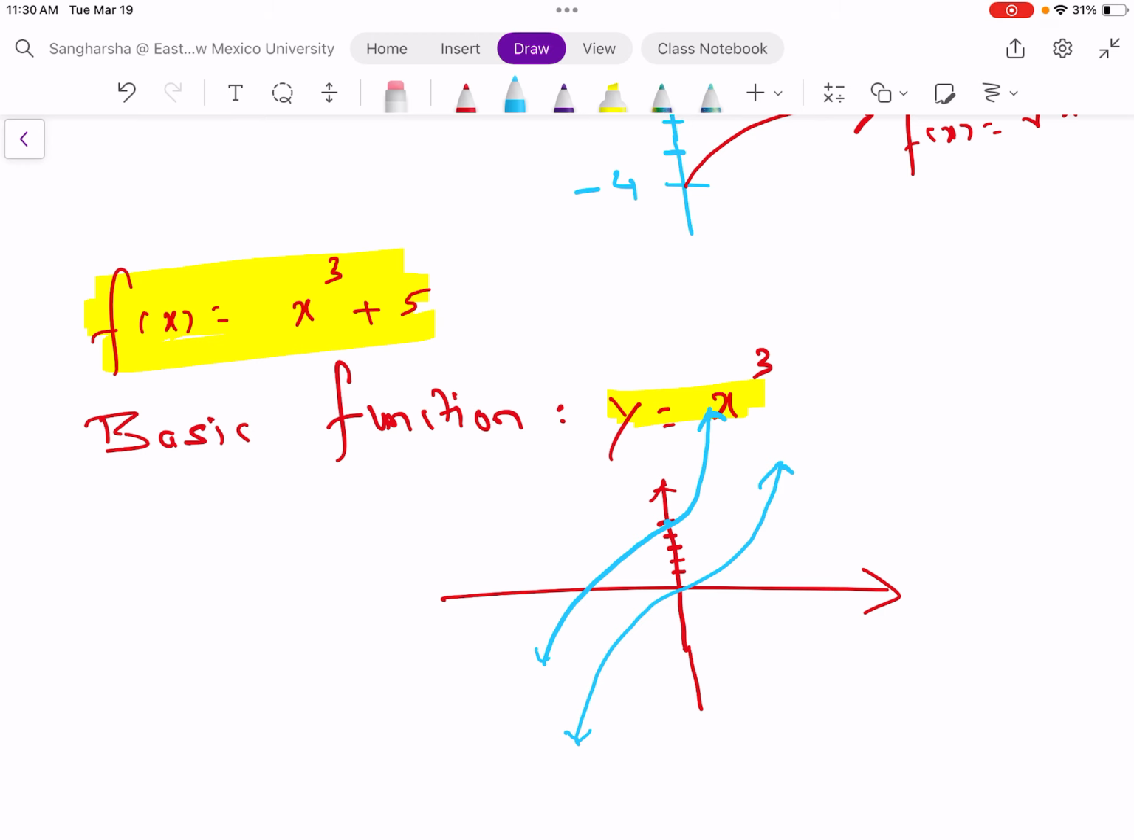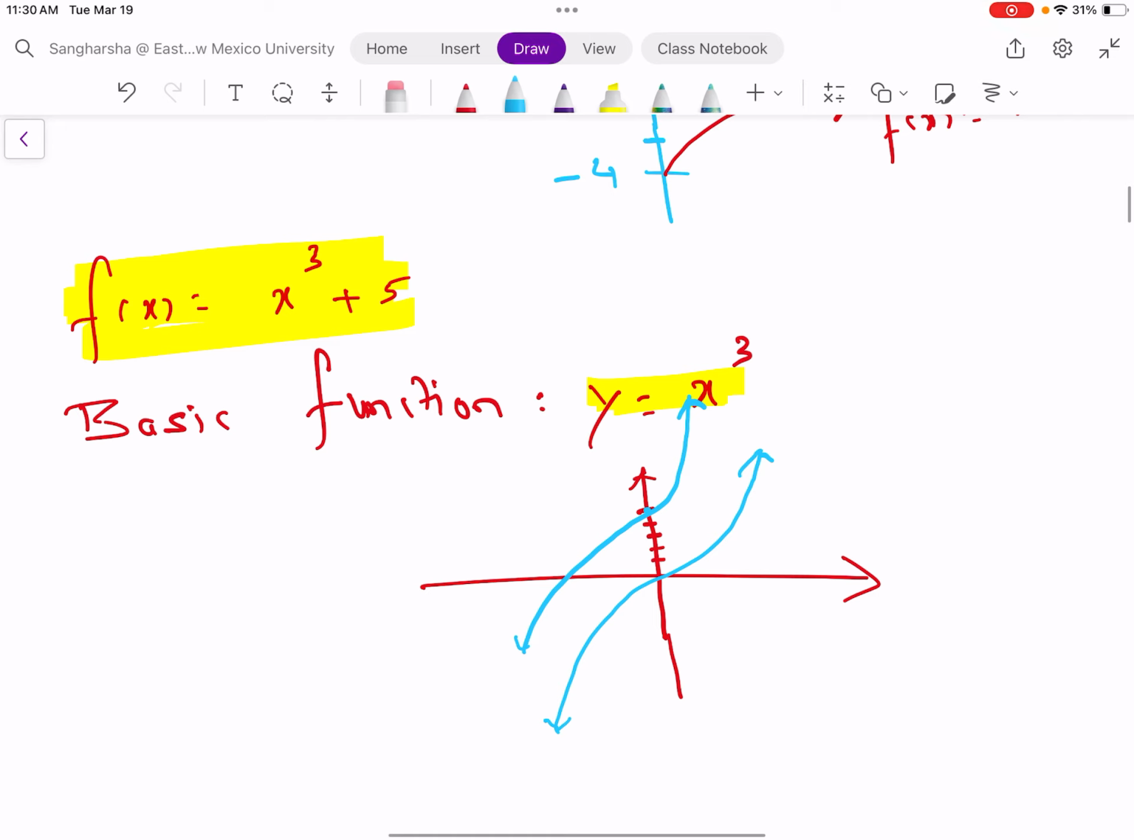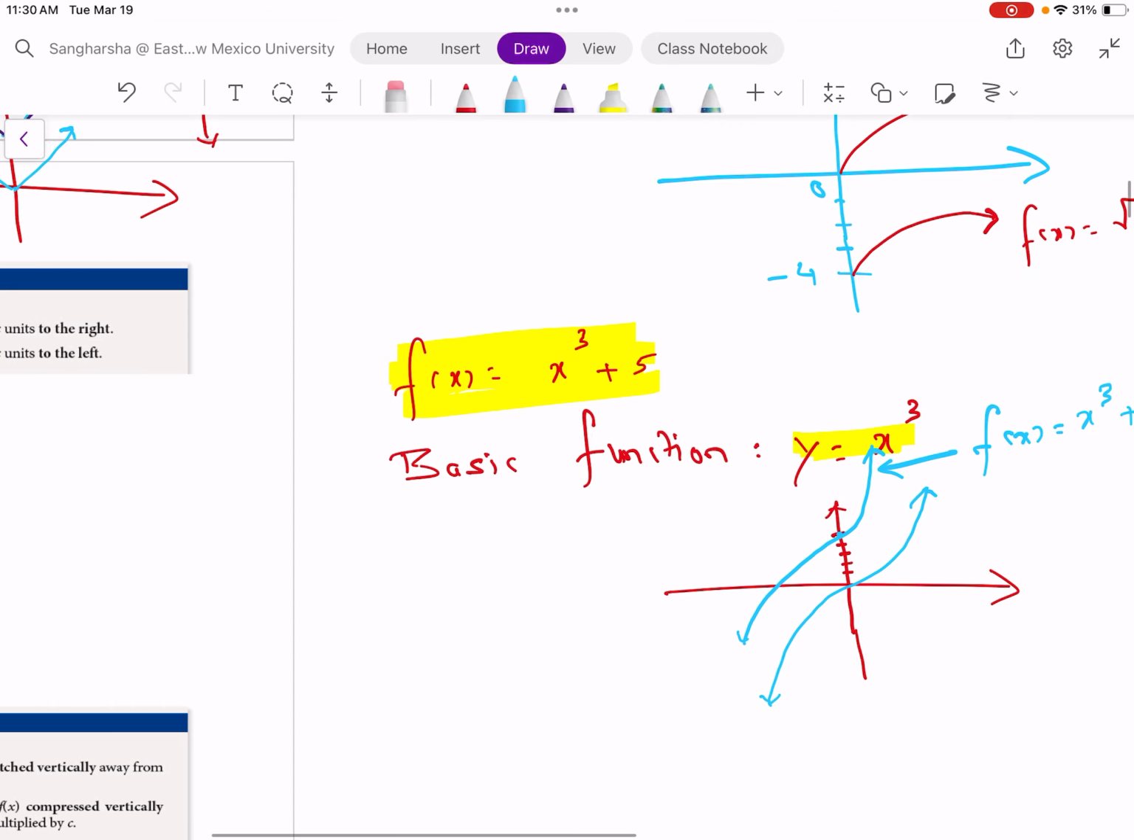So you shift the graph vertically up by 5 units, and this graph is our f of x. F of x equals x cubed plus 5. You add a number, you shift a graph up. You subtract a number, you shift your graph vertically down. Okay, so this is the one transformation. Okay, the next here.